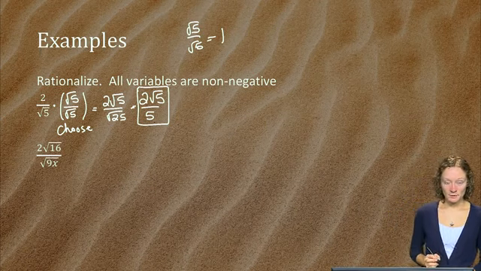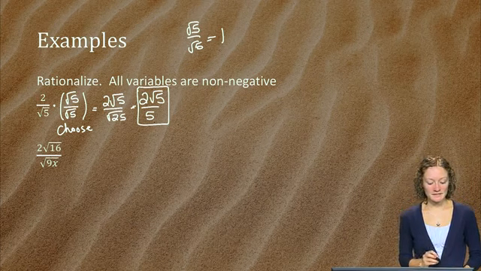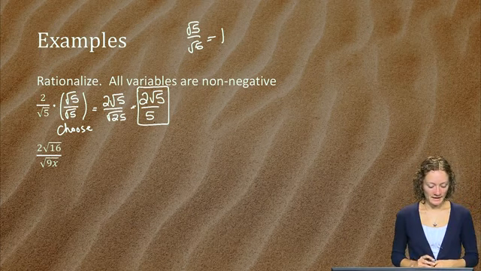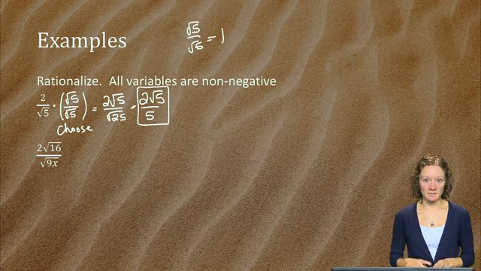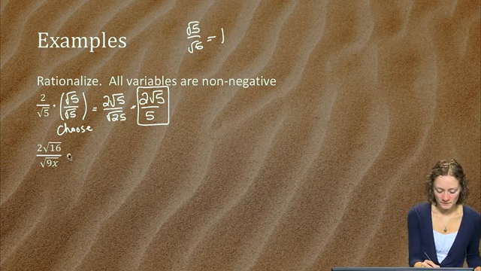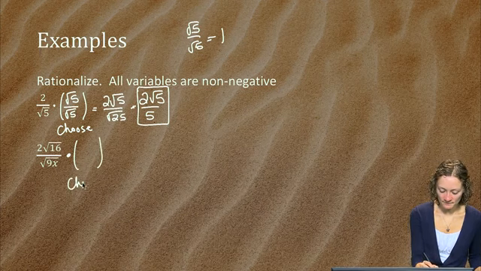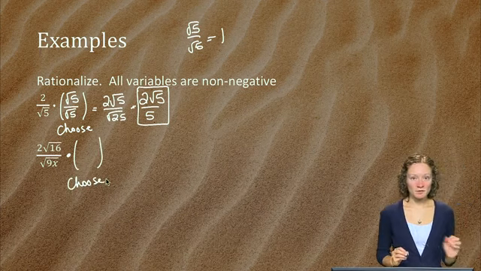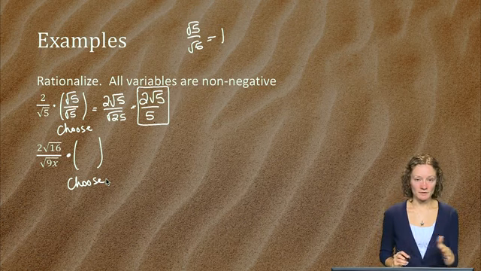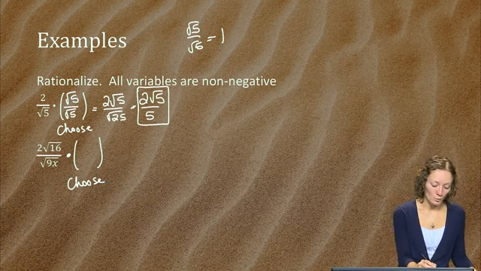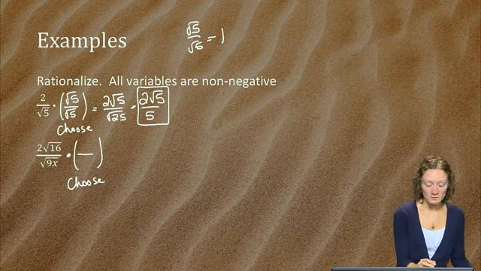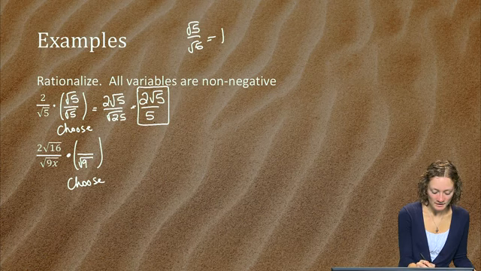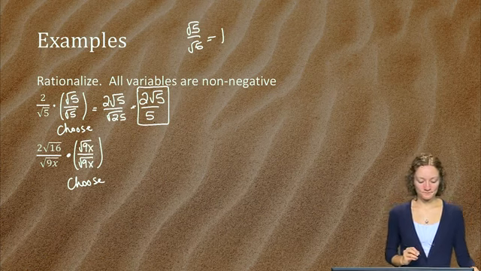Okay, so for the second one, we have 2 square root of 16 over square root of 9x. Again, the ultimate goal is to not have a radical in the denominator. Numerator is fine. So we make the decision to multiply by something the same, top and bottom, to get rid of that radical. So one way, and we'll go through this one a couple different ways, would be to multiply the top and bottom by that exact radical, the square root of 9x.